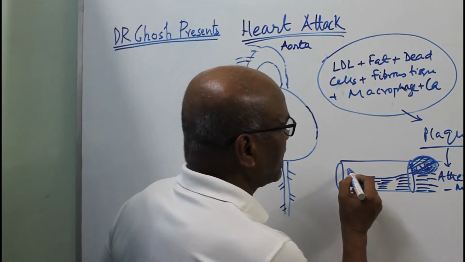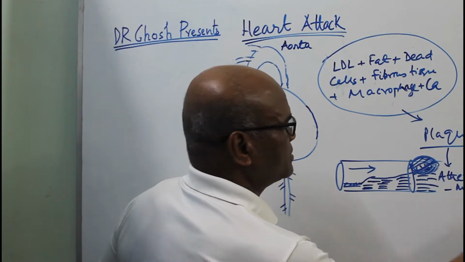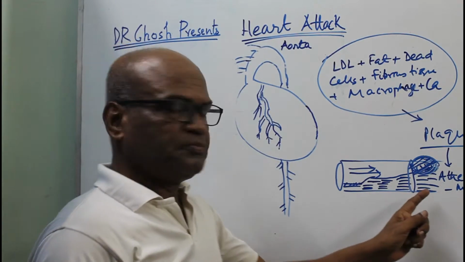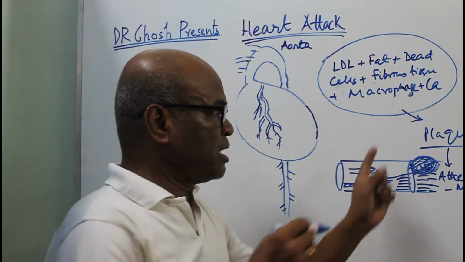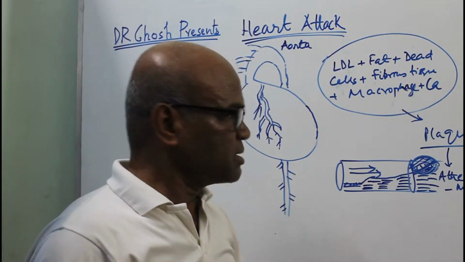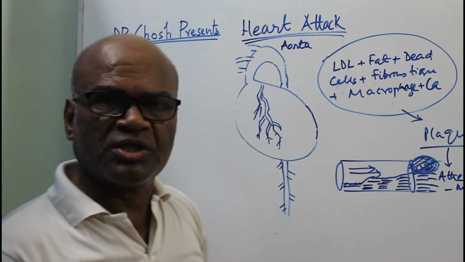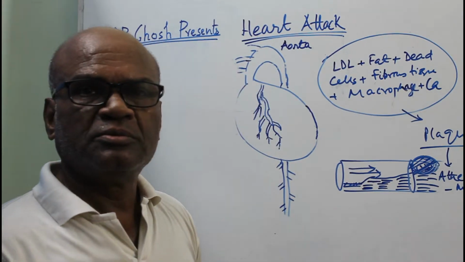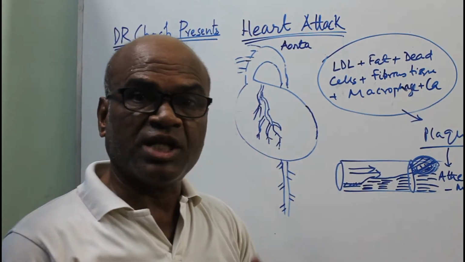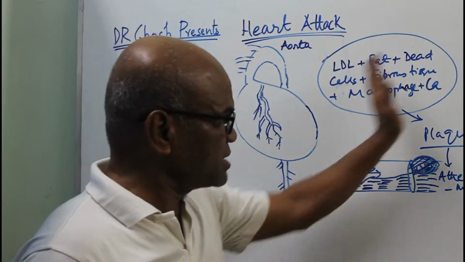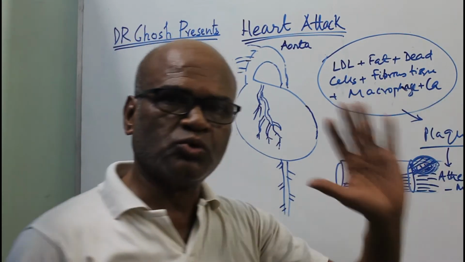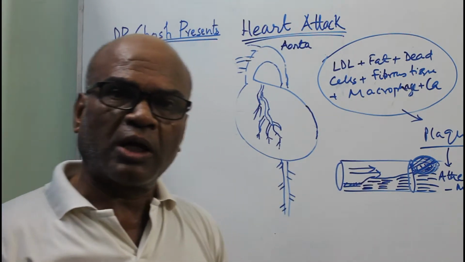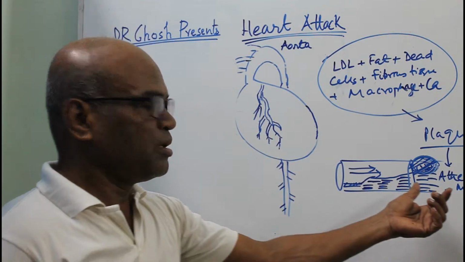No blood can flow from this side to that side. It's blocked, fully blocked. Then what happens? The tissues and cells beyond this level are not receiving blood, so oxygen and nutrition are not reaching the cells, and the cells tend to die. For that reason, serious consequences may occur depending on the situation of the artery.